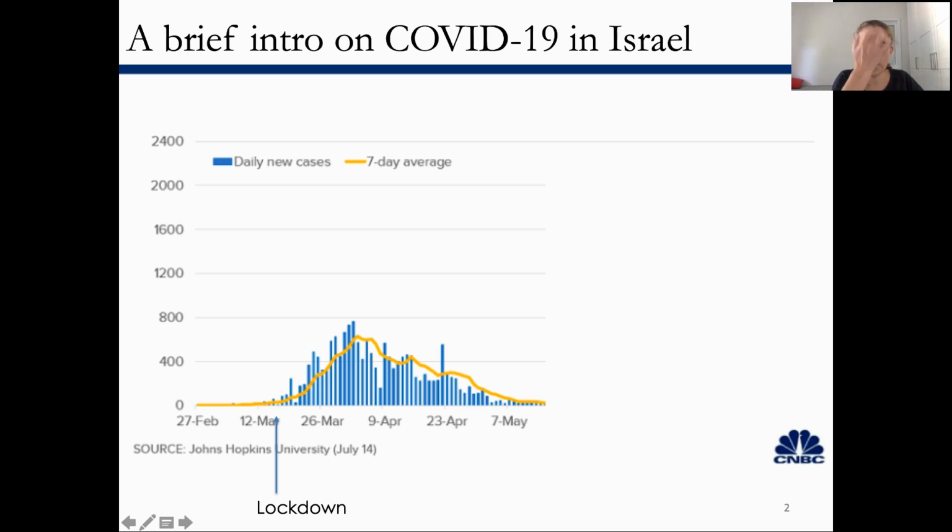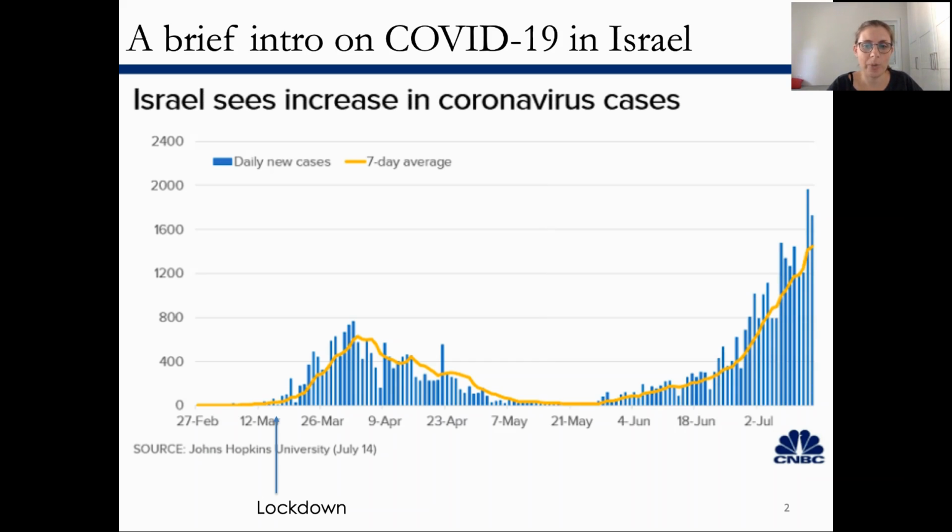And Israel was really considered like a textbook success for how lockdown can eradicate the virus. As you can see, the virus almost hit zero in May. And unfortunately, the rest of the story is less positive because this is what is happening today. And so cases started to increase in June. And as you can see, there's been a dramatic increase.